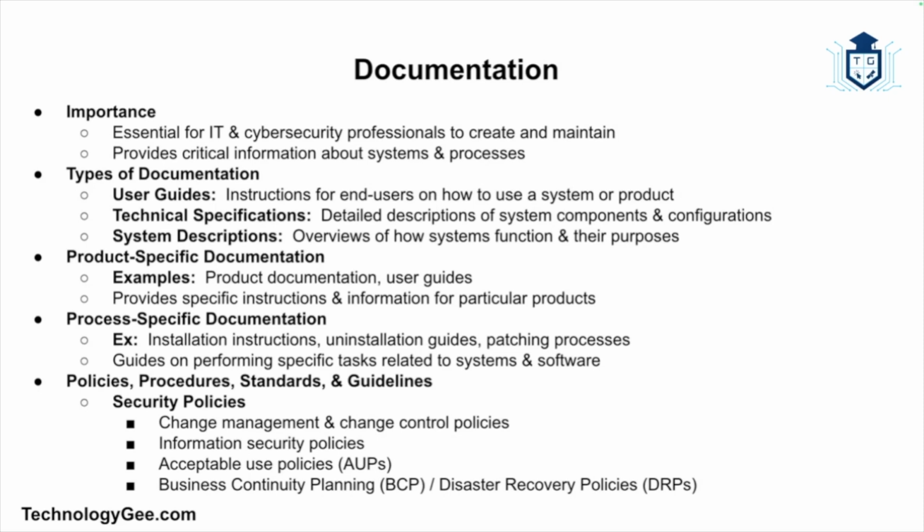So for example, you've got product documentation and user guides, or for specific processes such as installation instructions, uninstallation guides, and patching processes. And documentation can also include policies, procedures, standards, and guidelines. And many organizations have their own security policies that cover critical security topics such as change management and change control policies, information security policies, acceptable use policies, and business continuity planning/disaster recovery policies.